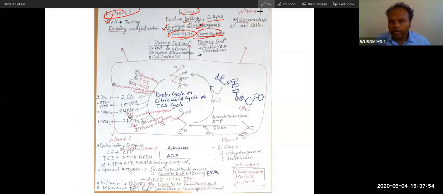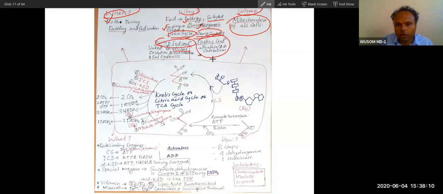And where does it happen? It exclusively happens in the matrix of mitochondria, all mitochondria. And we specifically talk about liver. During fed condition, it is linked to glucose oxidation. During fasting condition, it is linked to protein catabolism. So that covers why, when, and where.